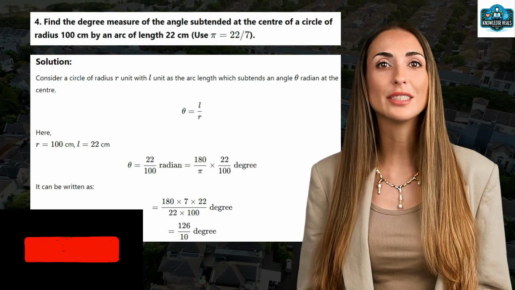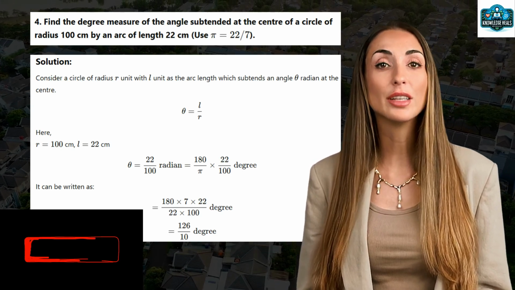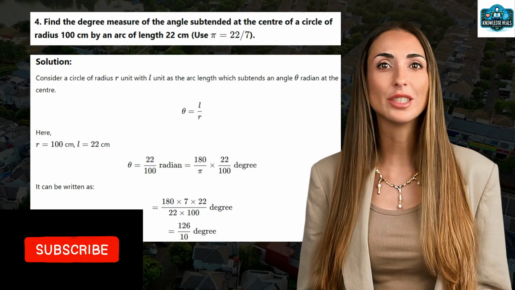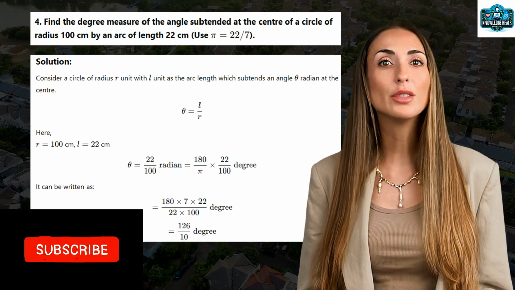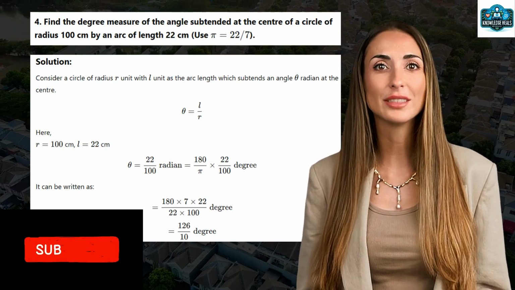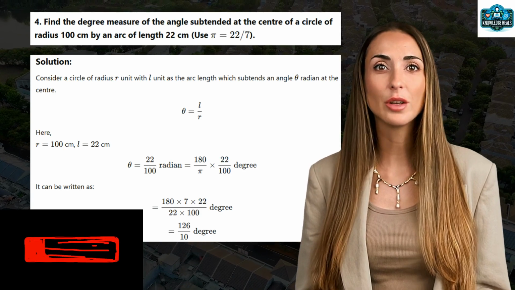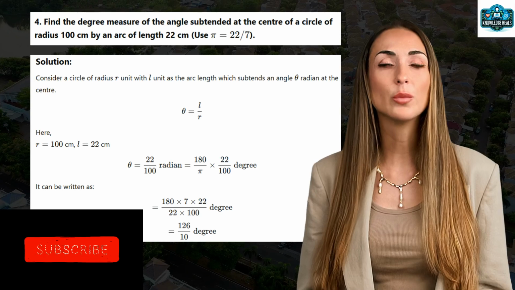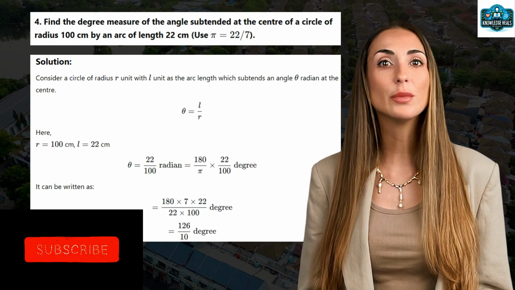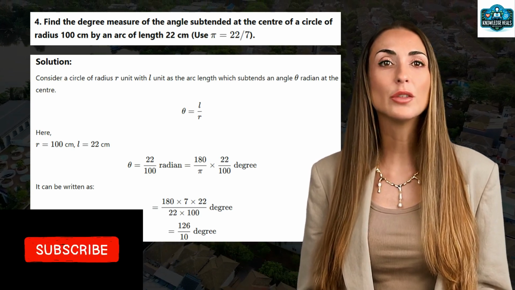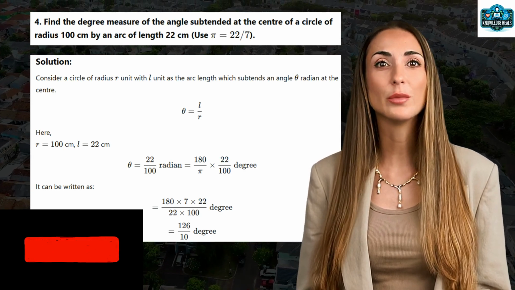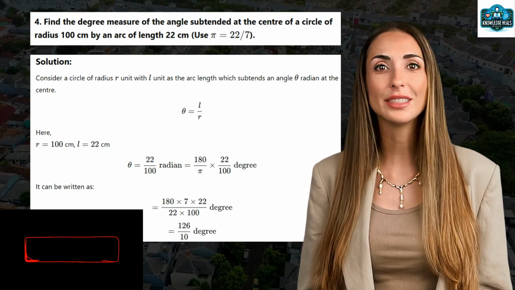Consider a circle of radius r unit with L unit as the arc length, which subtends an angle theta radian at the center. Theta is equal to L by r. Here, r is equal to 100 centimeters, L is equal to 22 centimeters. Theta is equal to 22 by 100 radian, which is equal to 180 by pi into 22 by 100 degree. It can be written as 180 into 7 into 22 by 22 into 100 degree, which is equal to 126 by 10 degree.